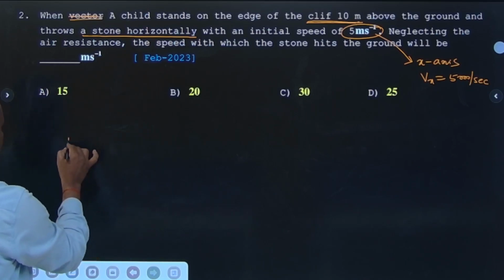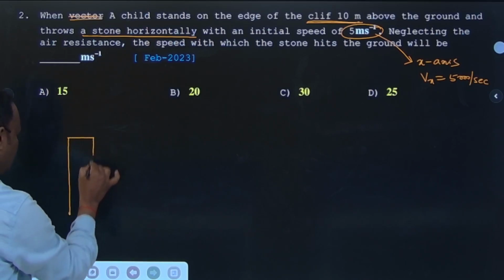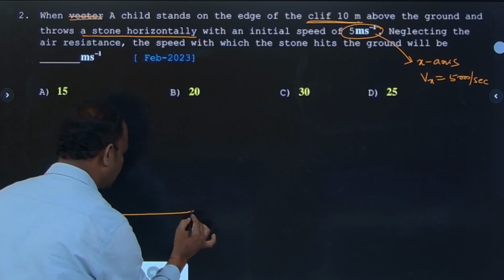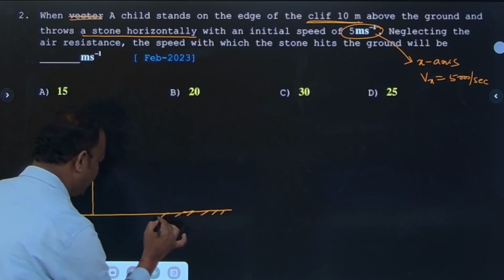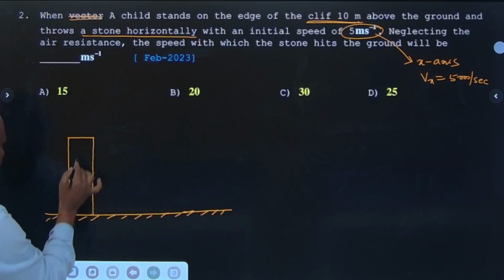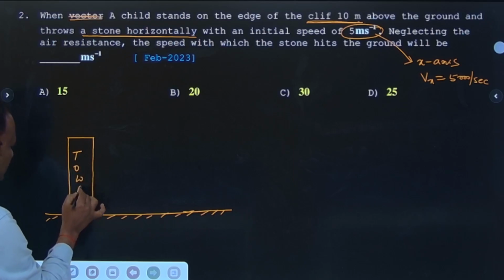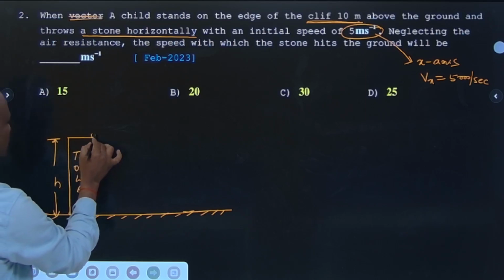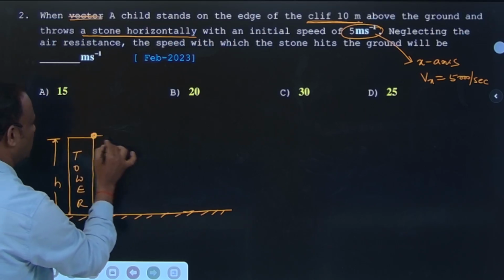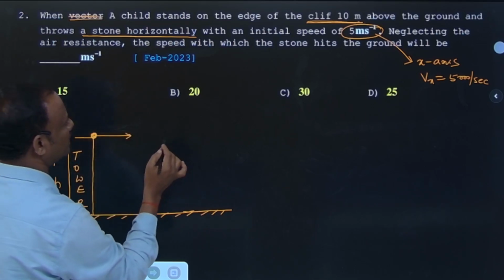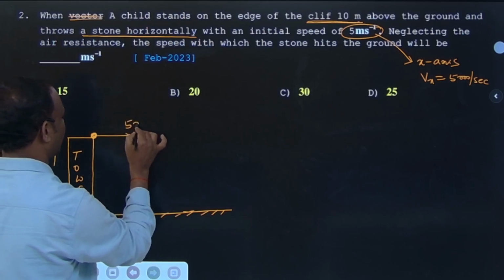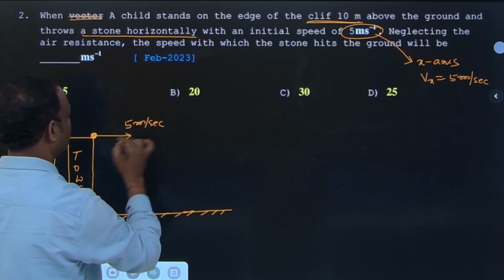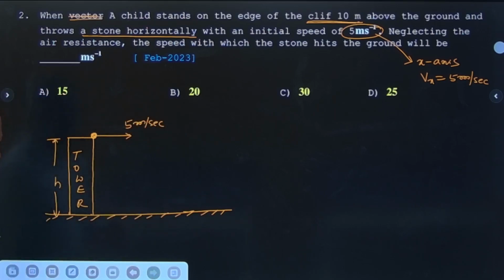Neglecting air resistance, find the speed with which the stone hits the ground. So this is the given situation. Here is the cliff, for example, I'm choosing it as a tower. Now the height is h. So the stone is projected horizontally. The initial velocity is 5 meter per second along the horizontal direction.